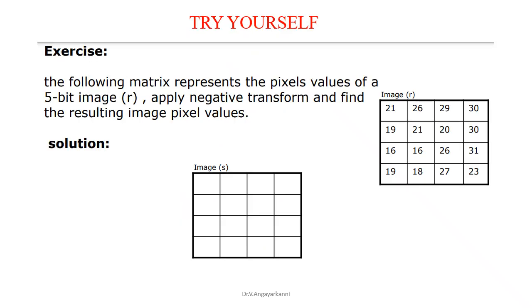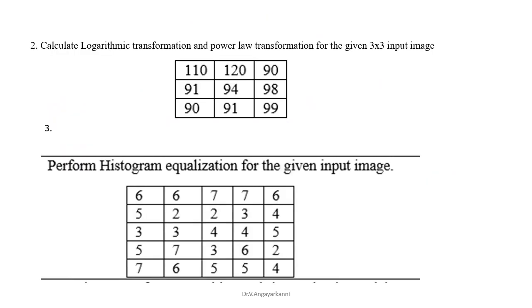These are the problems for your assessment. You can try them by yourself. The following matrix is given. In the same way, calculate the image negative transformation and find the image pixel values. Then find the logarithmic transformation and power law transformation as we discussed in the previous video. The formula has to be applied. Then for the given histogram image pixel values, find the histogram equalization for the given input image.